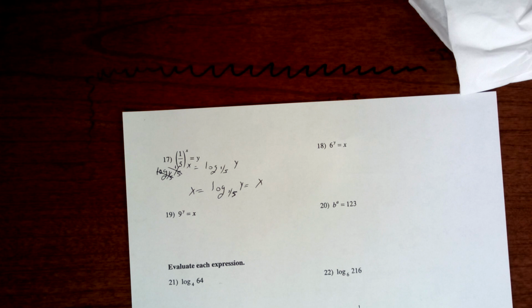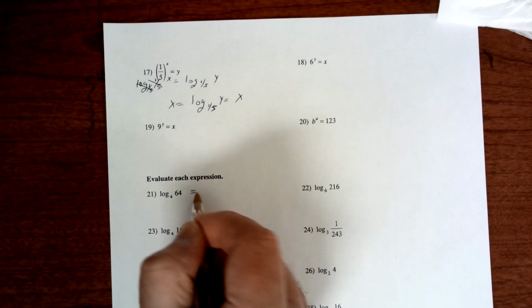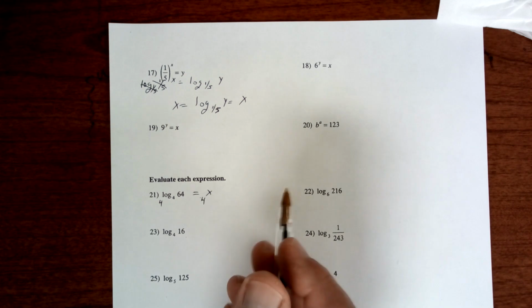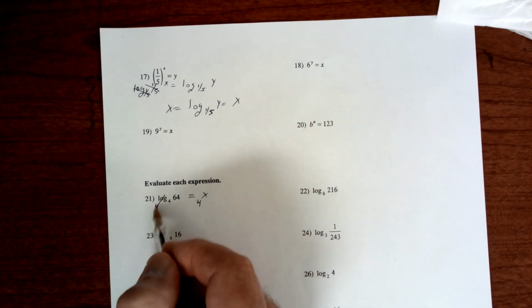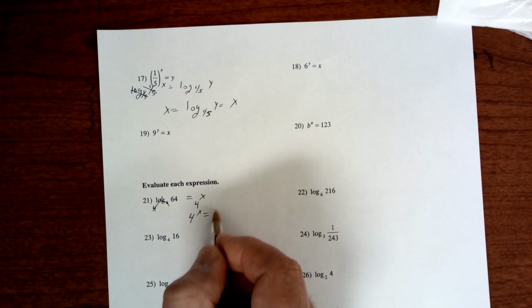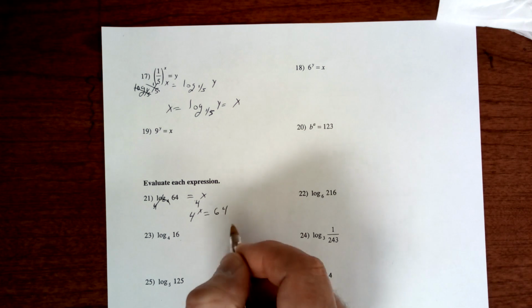All right, this says to evaluate. The way you're going to do that is you're going to set it equal to x. You're going to raise it to the 4th power here, or base 4. This cancels. So you're going to say 4 to what power is 64? Okay, so I guess that's 3. Has to be 3. So x equals 3.